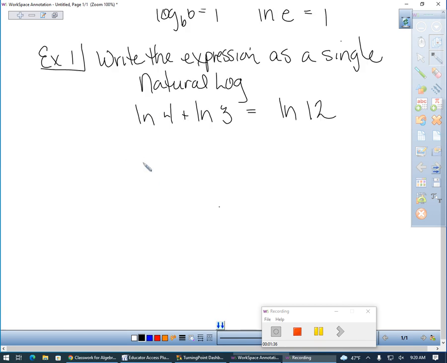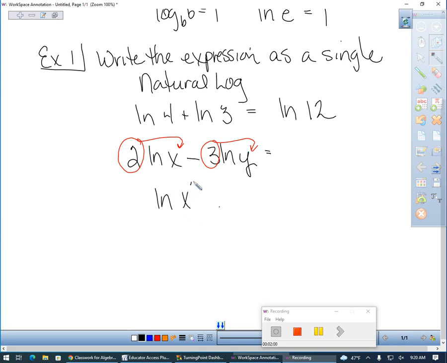To add another one in here, how about if I had 2 natural log x minus 3 natural log y? In the log world, this number in front, remember the coefficient is actually the exponent on each one of these. So we can rewrite this to start with as the natural log of x to the second minus the natural log of y to the third. And in the log world, when we subtract, we really divide. So we have the natural log of x squared divided by y to the third.